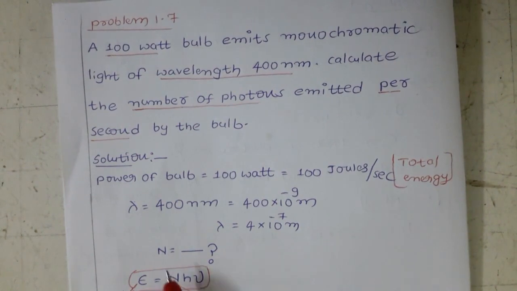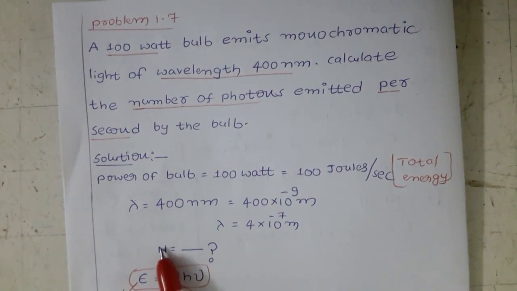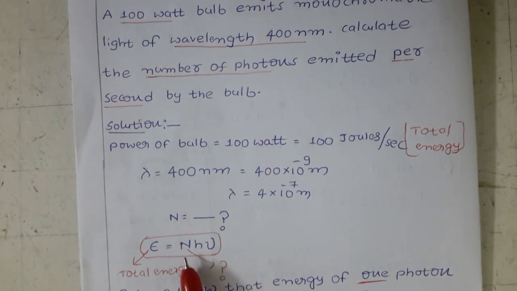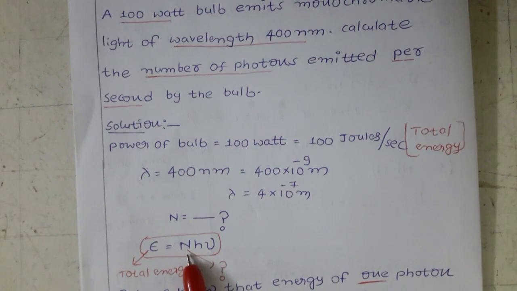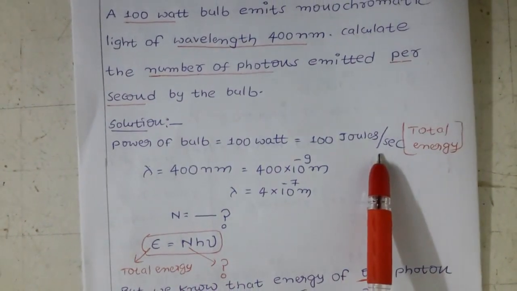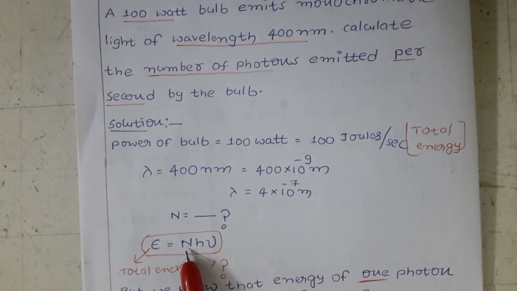Now what are they asking? Number. Here we have the relation E equal to nh mu, isn't it? So here n means what? Not Avogadro number, we need some number. This is energy, and already we have the total energy. So once we want n, in the data the total energy is there. If you know the h mu value, you will get the answer n.